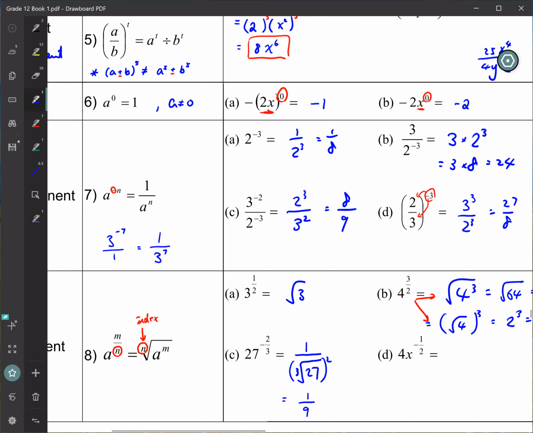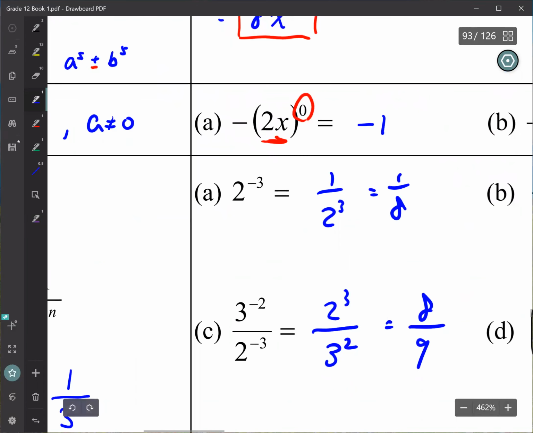So you think about the base, right? For each one, for example, like this question A, 2 to the -3, what's the base? 2. 2, right? So you just bring the 2 to the other side along with the exponent 3, but then you throw away the negative. That's how you deal with the negative.